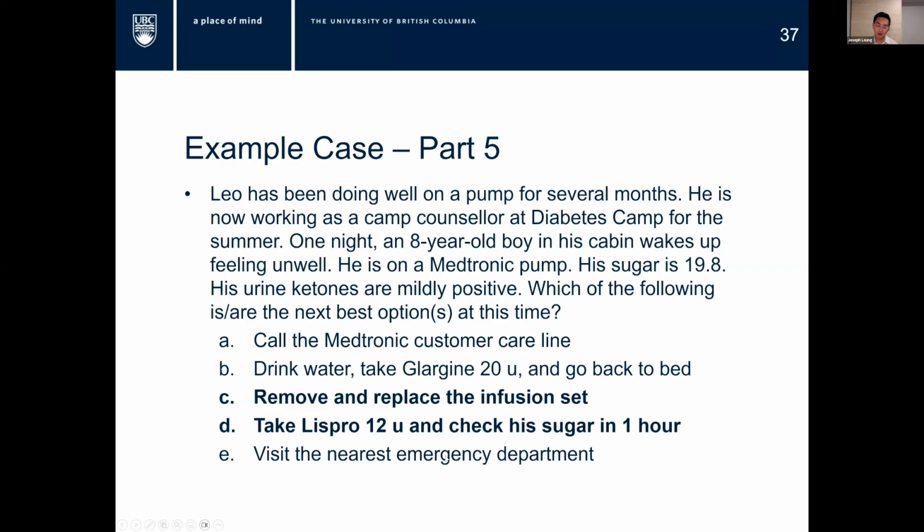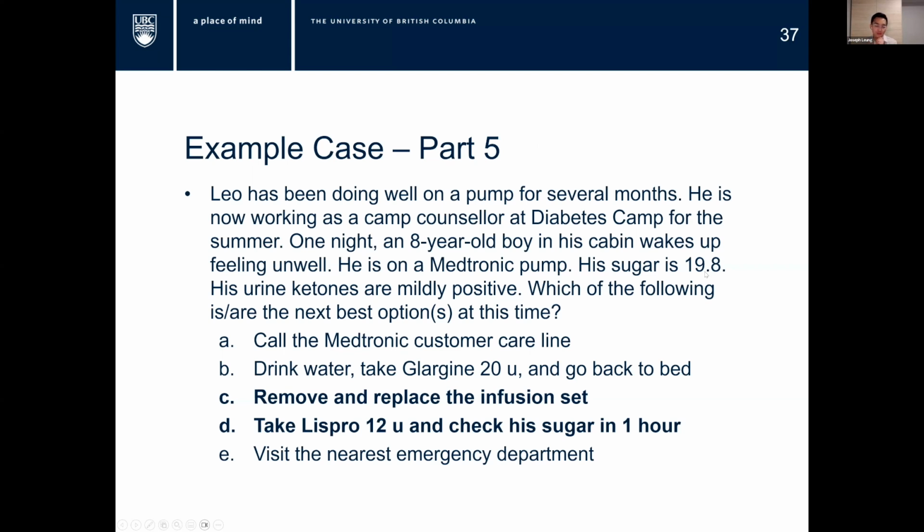Visiting the nearest emergency department is a possibility. But at diabetes camp, we have a whole team of doctors, nurses, and other medical staff, and oftentimes we can treat mild DKA in this way. The ketones are mildly positive, and the blood sugars are not that high.